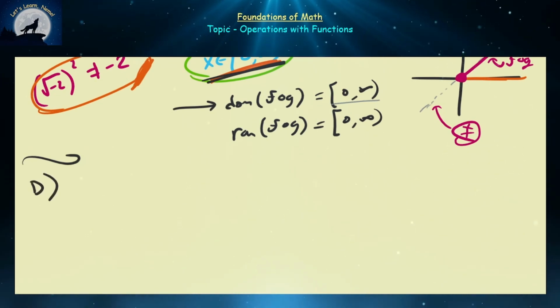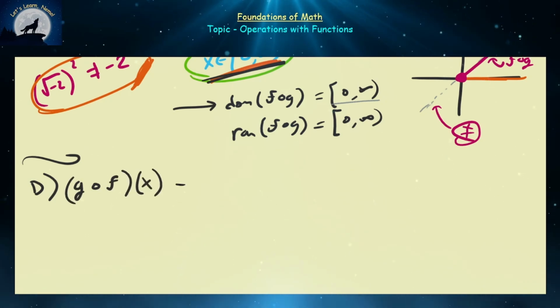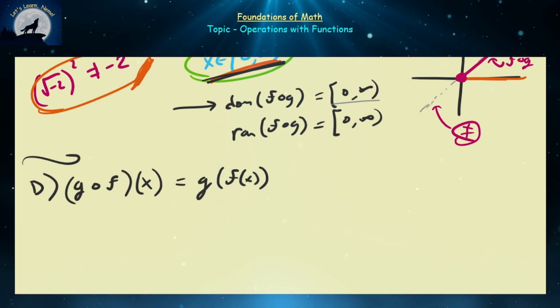Let's go backwards. Let's go g composed with f of x. What would this be? So by definition, that would be g of f of x. So what is f of x?